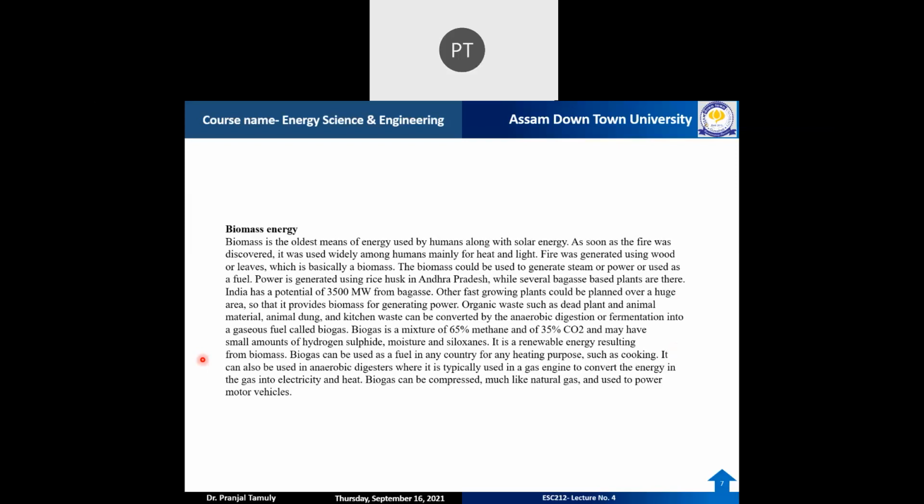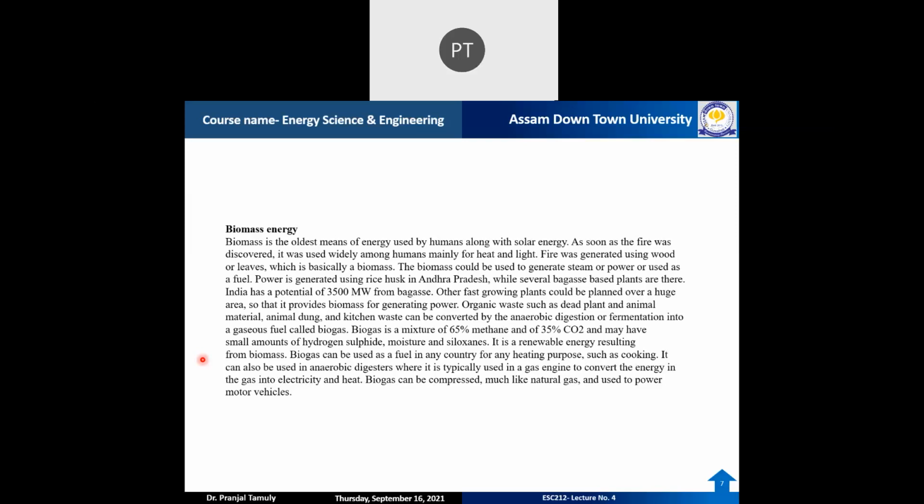Power is generated using grass husk in Andhra Pradesh, while several bagasse-based plants are there. India has a potential of 3,500 megawatts of biogases. Organic waste such as dead plants, animal materials, animal dung, kitchen waste can be converted by anaerobic digestion and fermentation into a gaseous fuel called biogas.